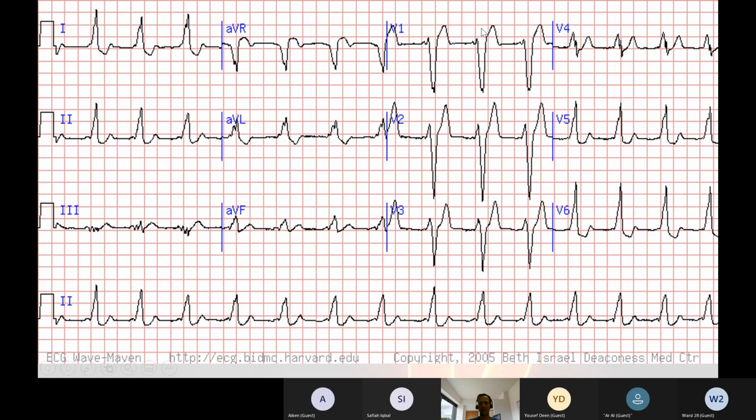What about the ST elevation that we see in V1, V2? Is this just left bundle branch block? Is it normal left bundle branch block? And what do you think about the PR interval? Has it got a normal PR interval? It's got quite a short PR interval, absolutely. So does that give you a hint?